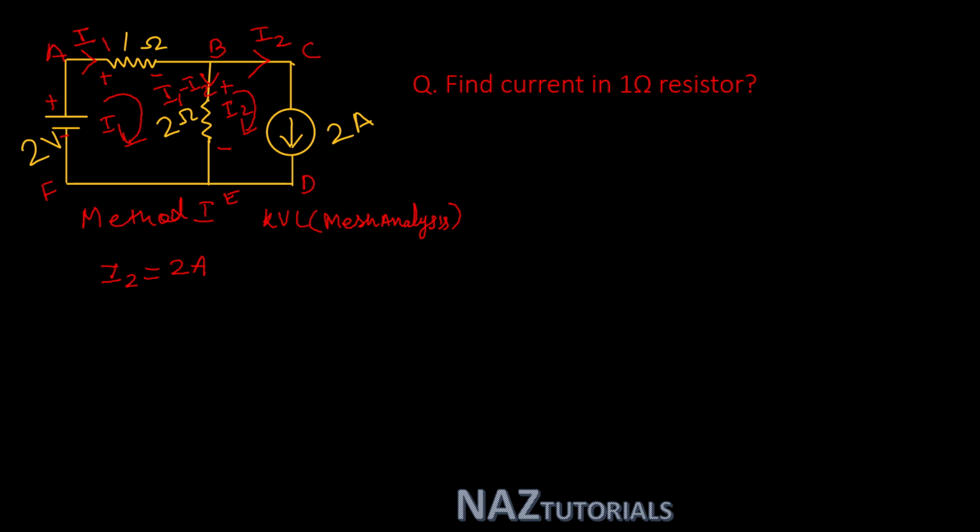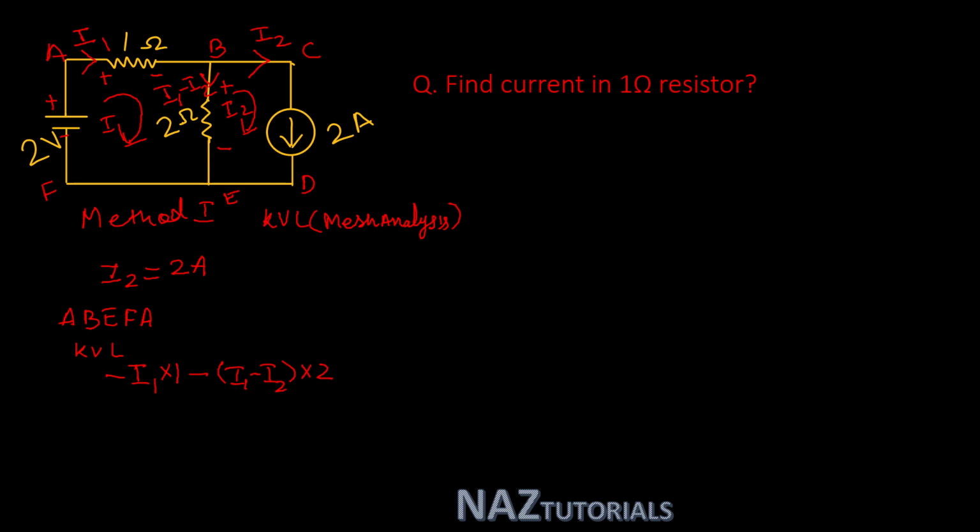For getting I1 we have to apply KVL. So select the KVL loop A, B, E, F, A. Write KVL. From A to B there is the 1 ohm resistor, the current is I1, and if you see the element, there is a fall in voltage, that is minus I1 into 1. Now the next element, 2 ohm. For B to E there is a fall in voltage, current is I1 minus I2 into 2.